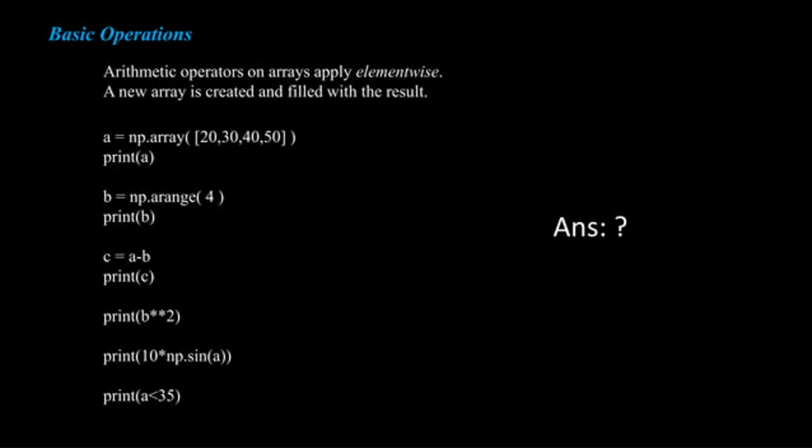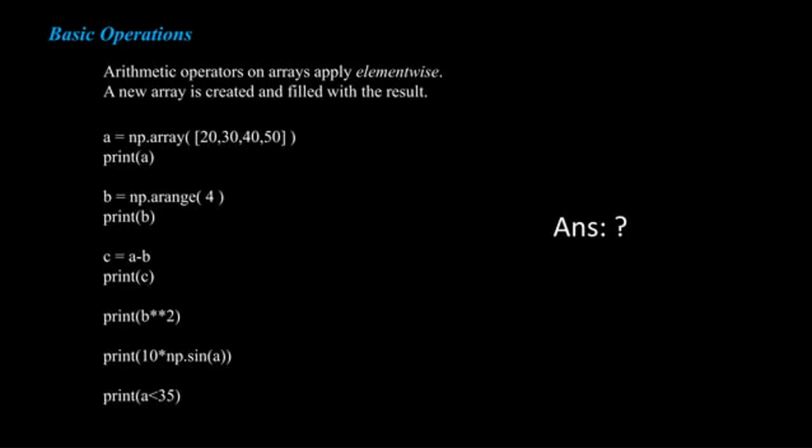Like take a few elements like 15, 20, then 30, and so on. A new array is created and filled with the result. Now A is equal to np.array, and a list is taken which contains 20, 30, 40 and 50, and we need to print A.